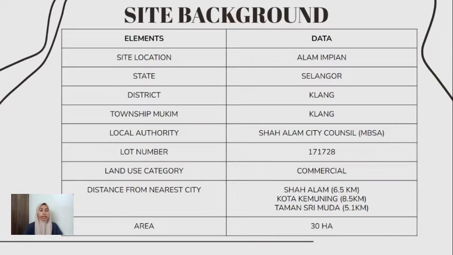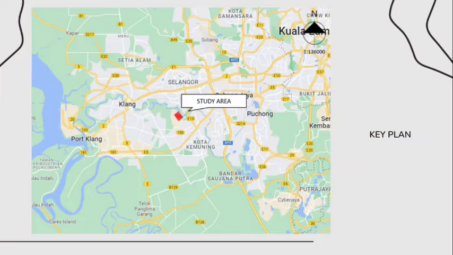Site background. Site location is Alam Impian, State Selangor. District and Township Mukim is Klang. The local authority Shah Alam City Council, MBSA. Lot number for the site is 171728 and the land use category is commercial. Site area is 30 hectare.